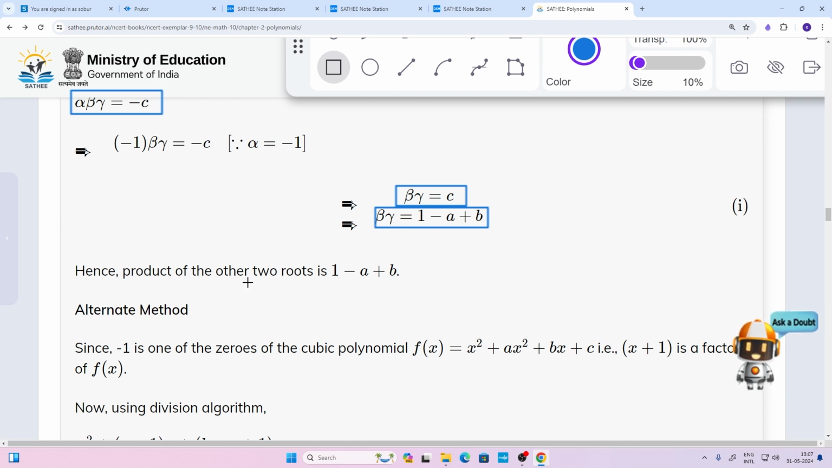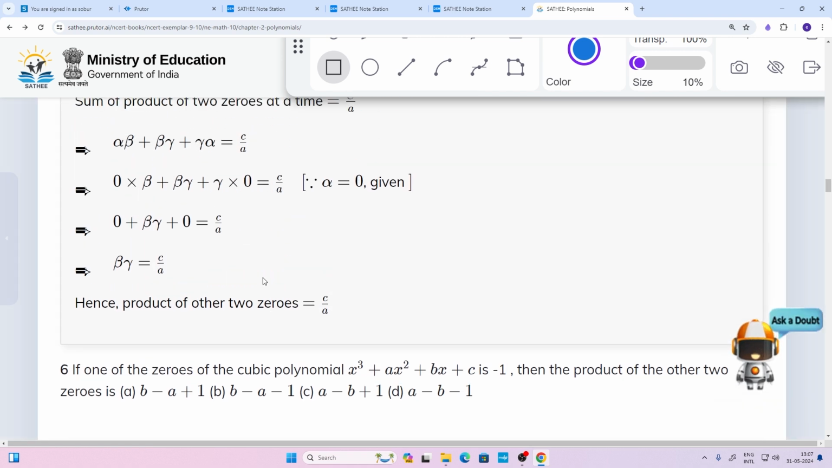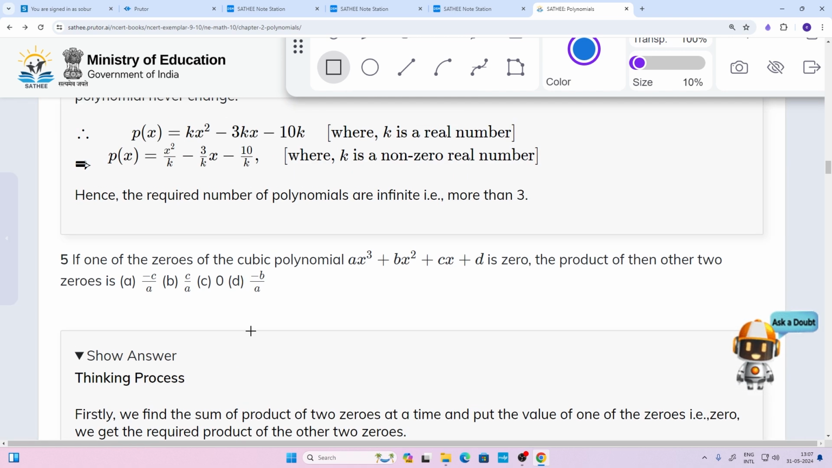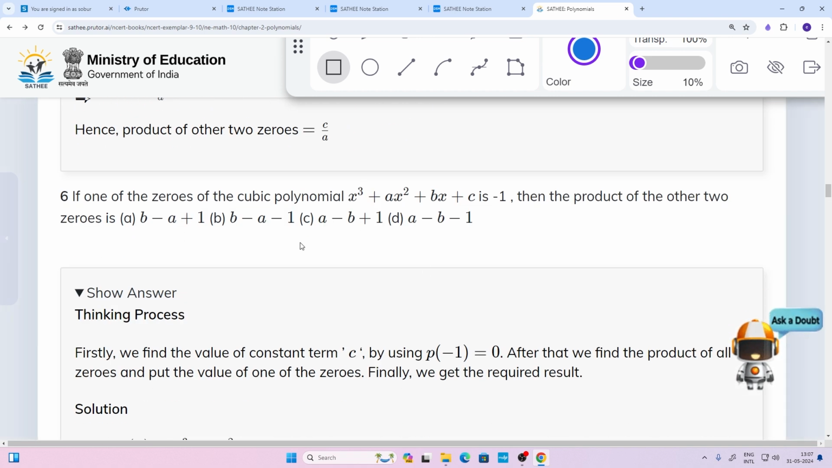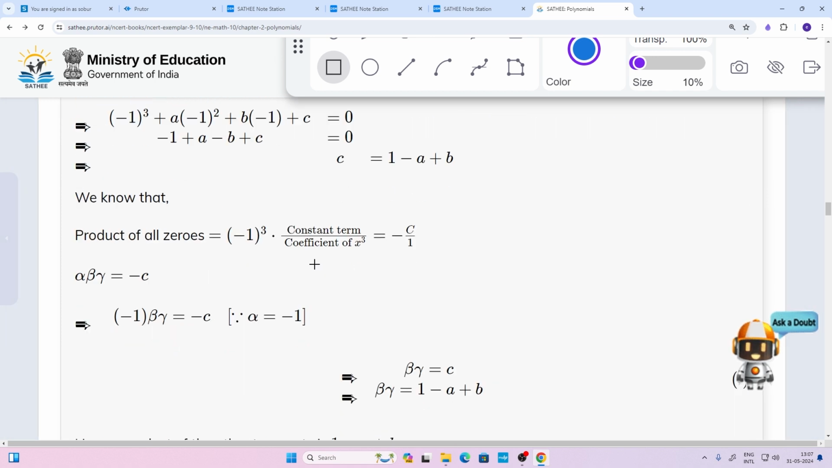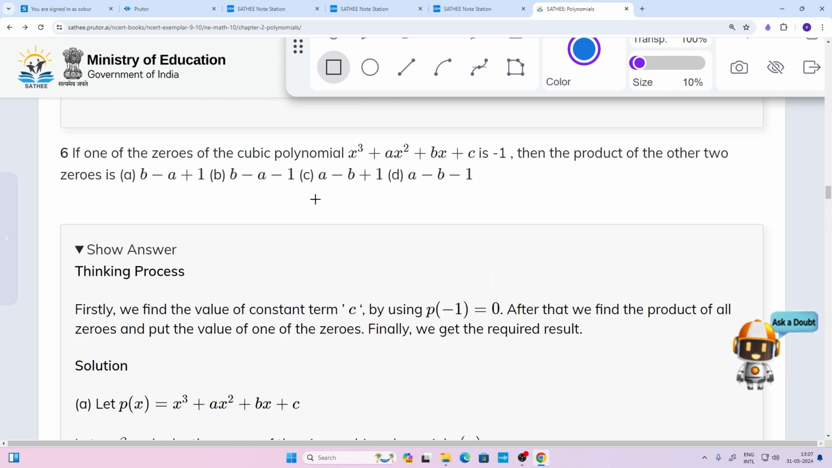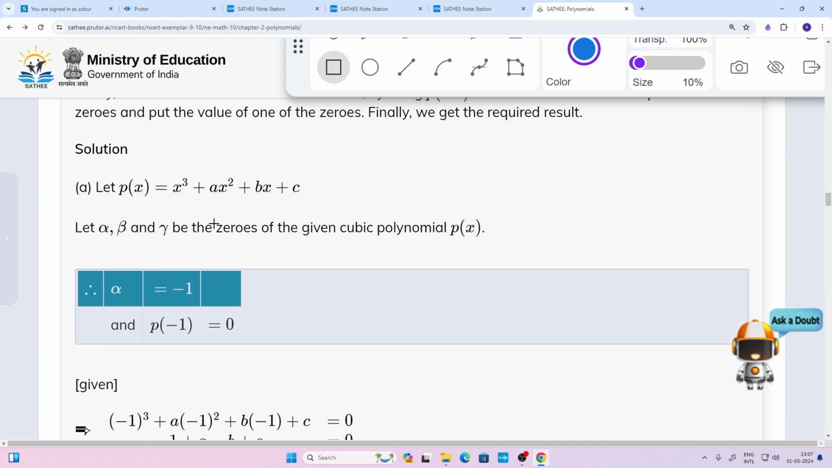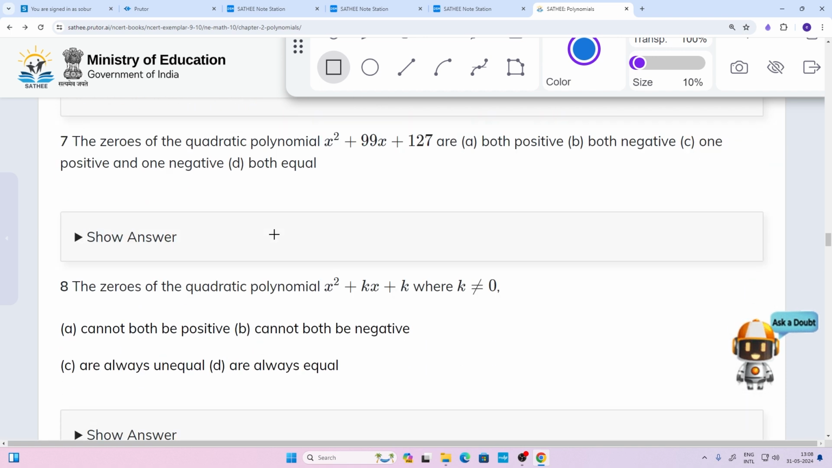So for this question, the answer is 1 minus a plus b. Option a is the correct answer. Now let us move to question number 7.